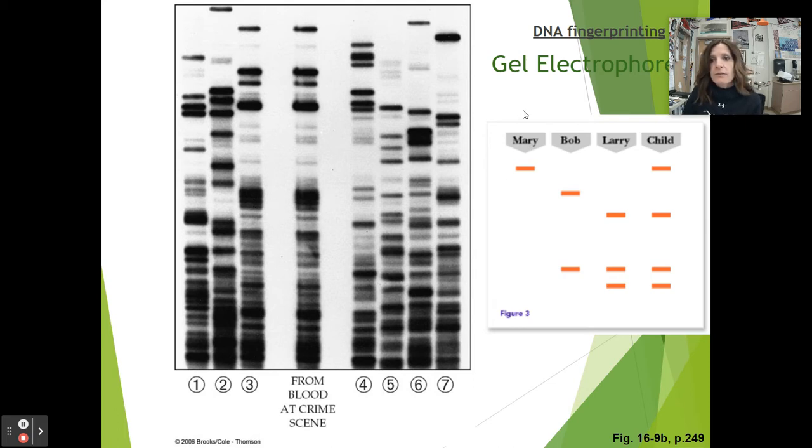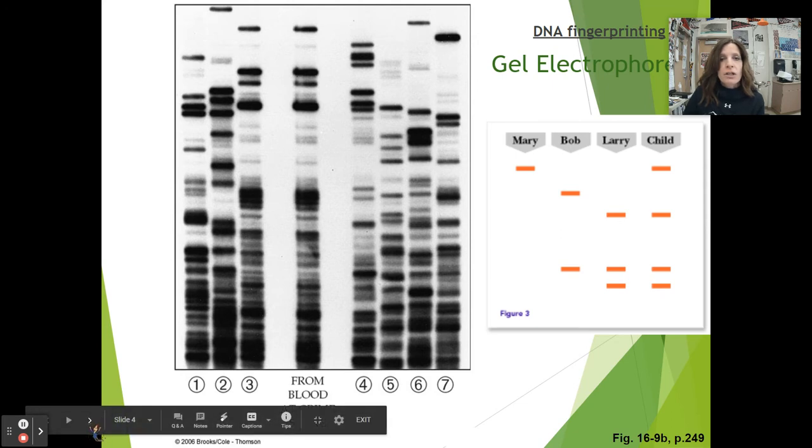Now over here is what you would do for a paternity test. So here's Mary, here's Bob and Larry, and here's Mary's child, and she wants to know who's the daddy. So can you tell who the dad is? Remember, mom gives half and dad gives half. So you should have chosen Larry. So Mary gave the child this band. The next one came from Larry. If Bob was the daddy, then there would be a band right here. And then these two they got from Larry. So that's just a way that gel electrophoresis is used in real life.